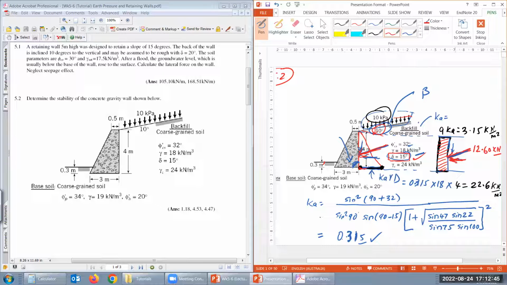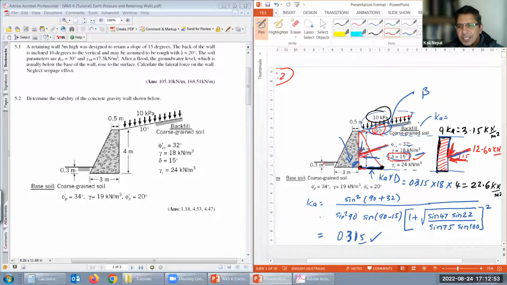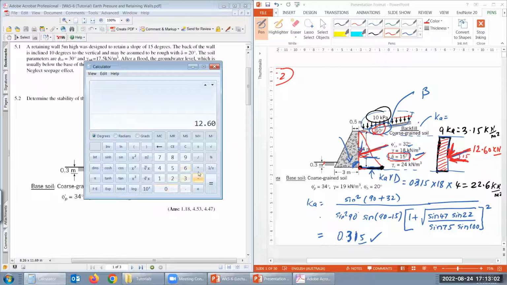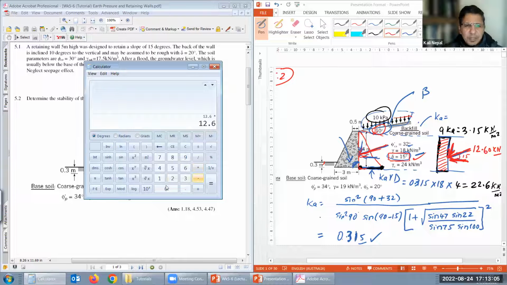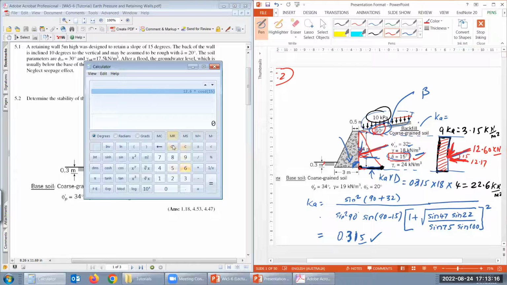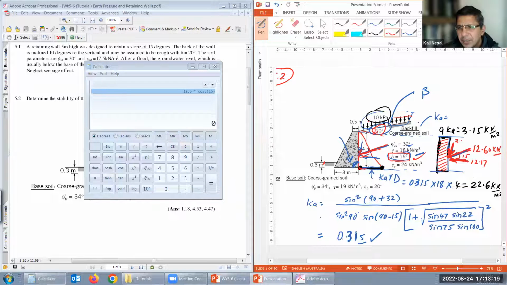Okay, this is 15 degree. Can you convert into horizontal and vertical now? That particular one only. So how much will be horizontal? 12.60 times cos 15. Cos 15 is horizontal, right? So 12.17 is horizontal. How much is vertical? Sine 15. It's 3.26. I'm not writing the unit because it's overcrowded here. So this is horizontal and that's vertical.